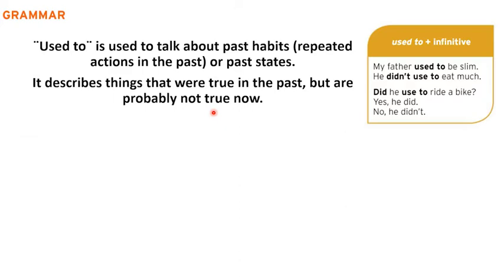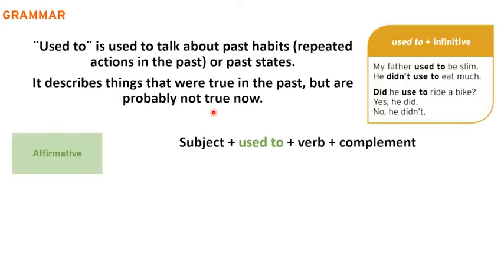Okay? And the way to write it is pretty easy. In the affirmative form, you just need a subject, the words used to, and a verb that is going to be in base form. And then a complement. For example, I used to go out on weekends, right? This is a past habit.